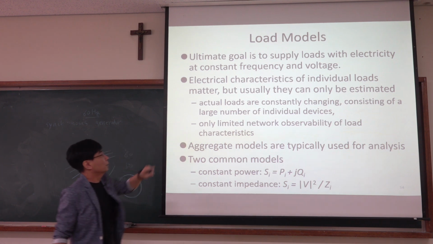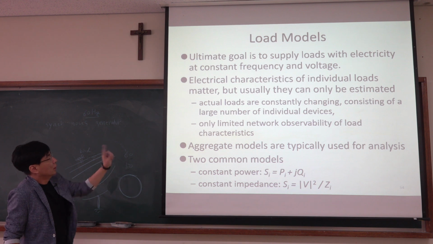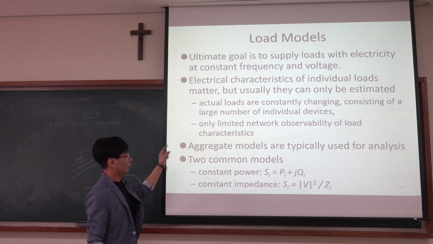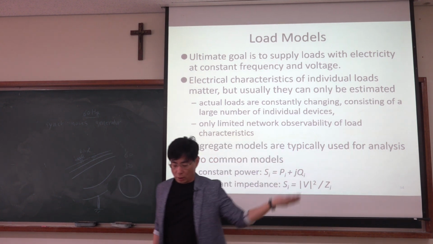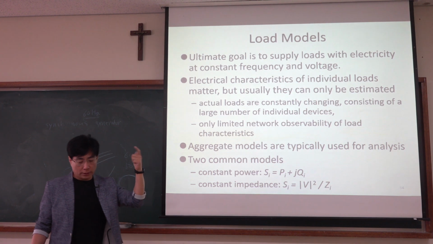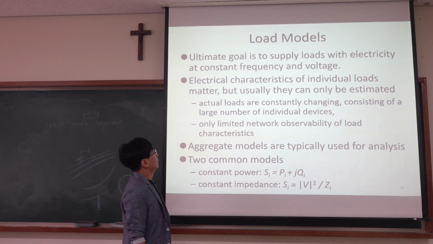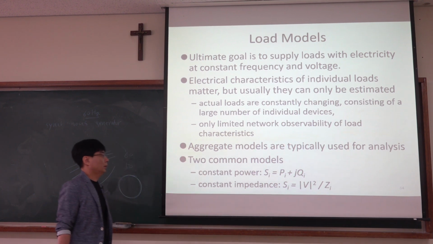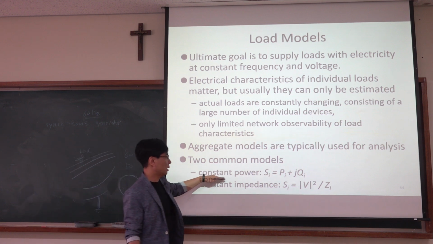Electric characteristics of individual loads matter, but usually they can only be estimated. Actual loads are constantly changing, consisting of a large number of individual devices. So using the law of large numbers, we can assume they are constant load. So in aggregate, models are typically used for analysis. And two common models are the constant power model.